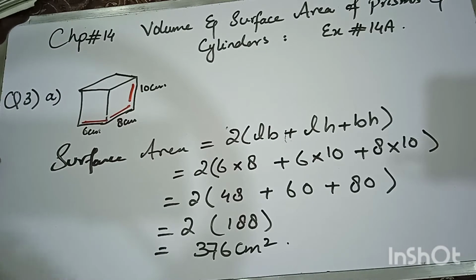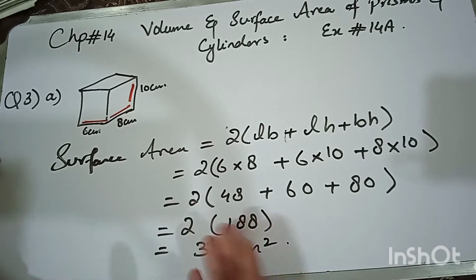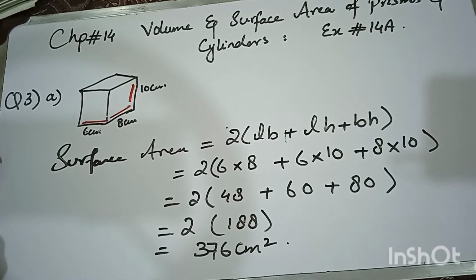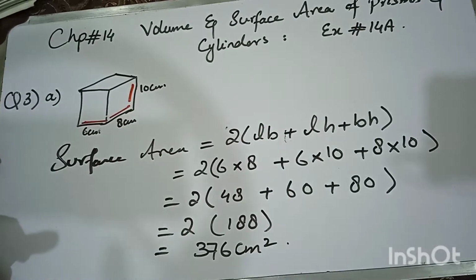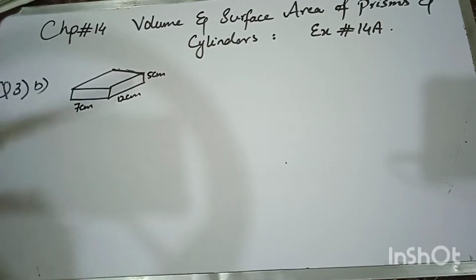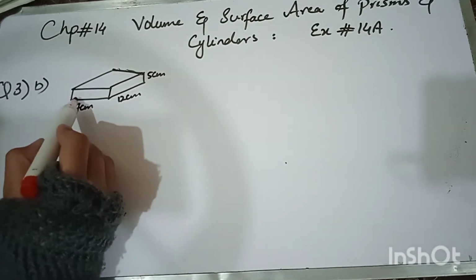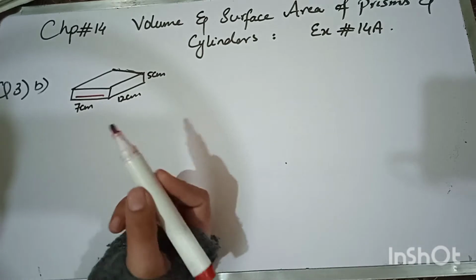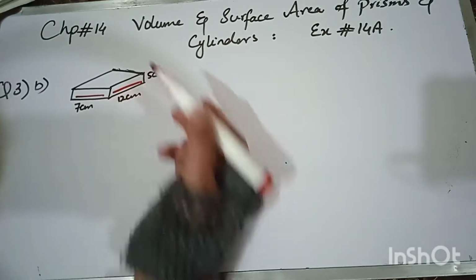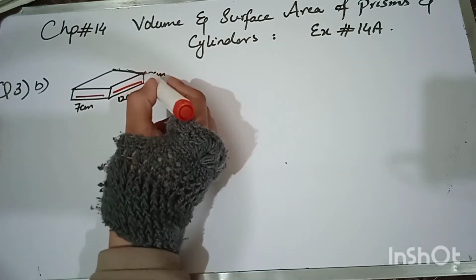Now we have to solve with a similar formula. We have to find out the volume as well as the surface area of all the shapes one by one. Okay ji, now we have the shape B of question number 3. Again we have a cuboid shape in which we have the length. This 7 centimeter is the length, this is the breadth, and this is the height of the shape.